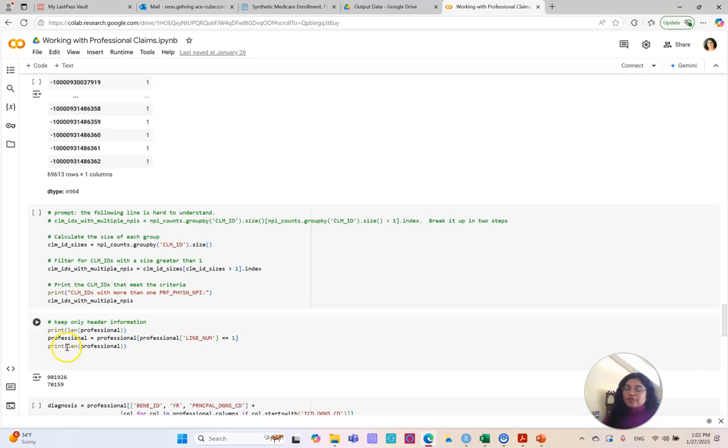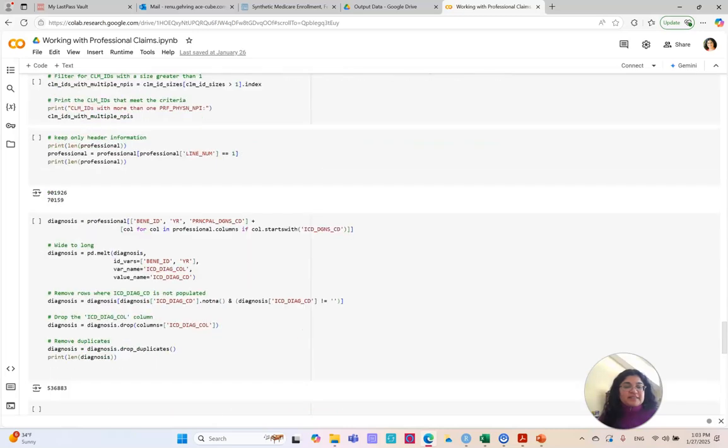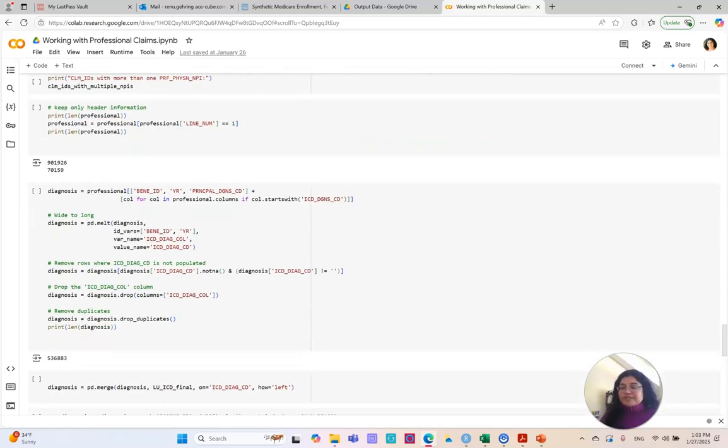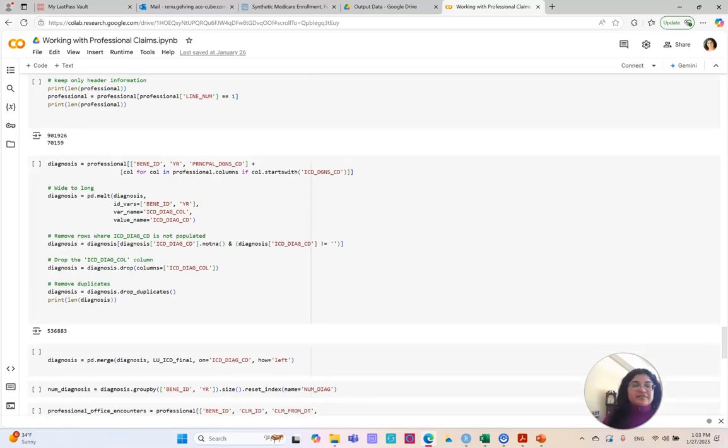And then I said, okay, now my assumption that line number is equal to one makes sense. I can remove my line numbers. I don't have to worry about that complexity because I know that only one performing NPI is listed. And since I know that the claim from and claim through is only one day, I know that each of the header records represents one encounter and not many. So I was able to make that assumption. And after that, the rest was pretty easy and things that we have done before.